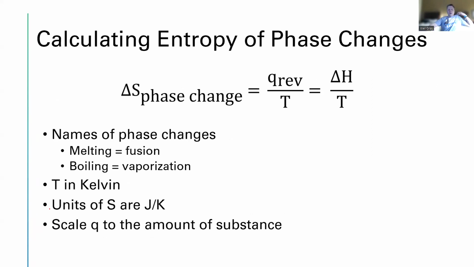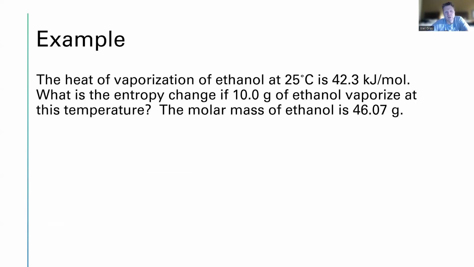Now, calculating entropy of a phase change. Delta S of the phase change is equal to the heat of the reverse reaction divided by temperature, which is the same as delta H over T. Now, our T is our temperature in Kelvin, and our units of S are joules per Kelvin, and our scale for Q is the amount of the substance.